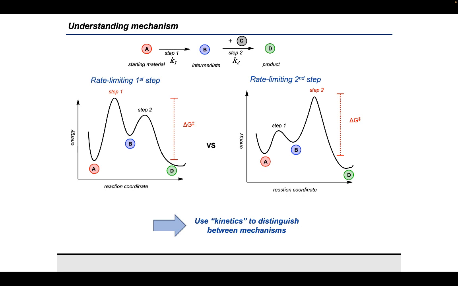Another possibility would be that the second step, involving the addition of reagent C, is rate limiting. In this case, both steps contribute to the overall rate of the reaction, and here it's more appropriate to describe the rate limiting step as a rate limiting span. So the energetic difference between the highest transition state and the lowest intermediate on the reaction coordinate diagram is what we would call a rate limiting span. But regardless, the idea here is that we could use kinetics and kinetic experiments to distinguish between these mechanisms.